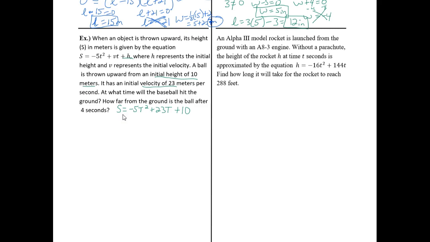Now we're going to actually try to answer these questions. At what time, so we're going to be solving for t, will the baseball hit the ground? So what is the height when the baseball's on the ground? The height of that baseball is 0 meters. It is 0 meters in the air. So we're going to replace s, because s was the height, with 0, and we need to solve for t.